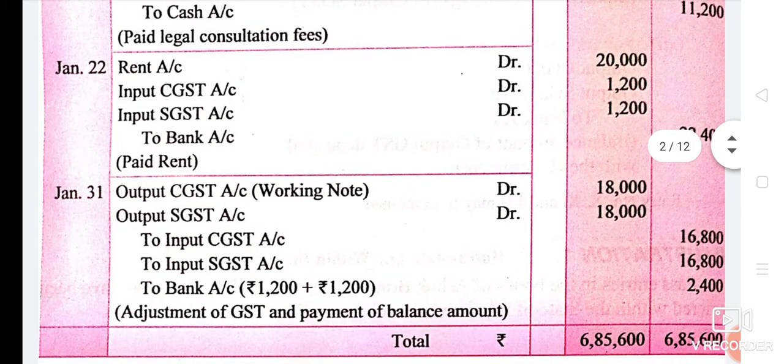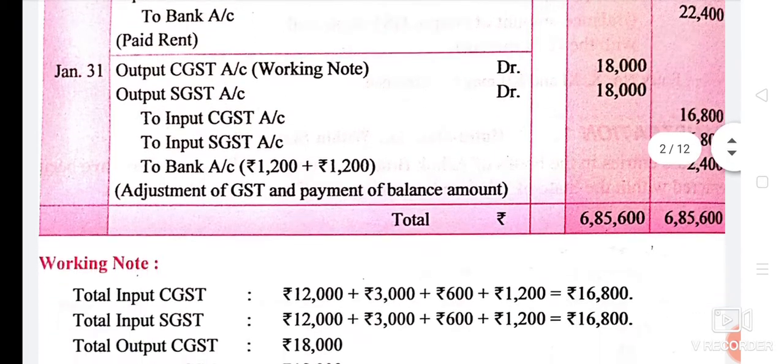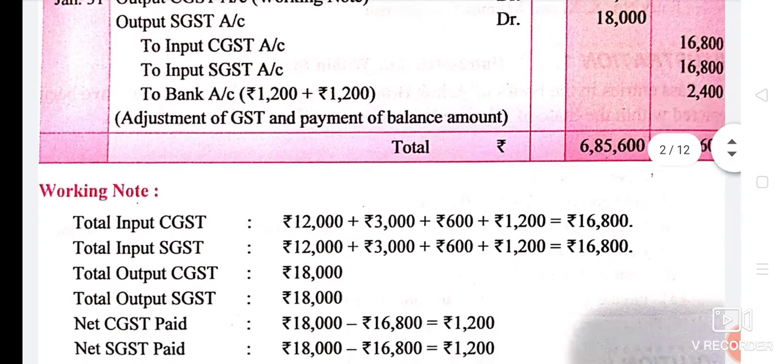Now see the last entry. Last entry is of payment made of balance amount of GST. We have already discussed that input GST will be set off against output GST. So after doing that, for setting off input GST with output GST and for payment made to the government, this entry will be passed. We will discuss the explanation here.